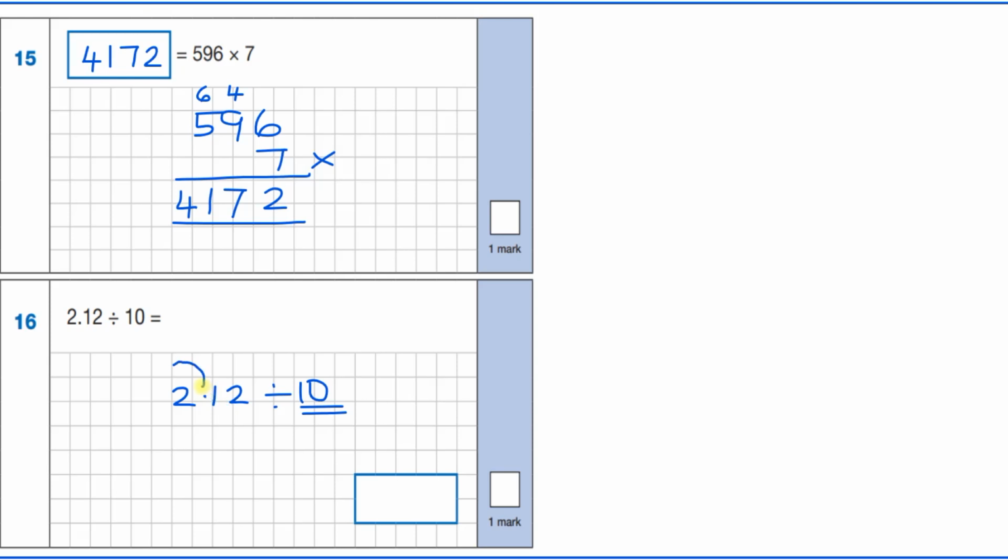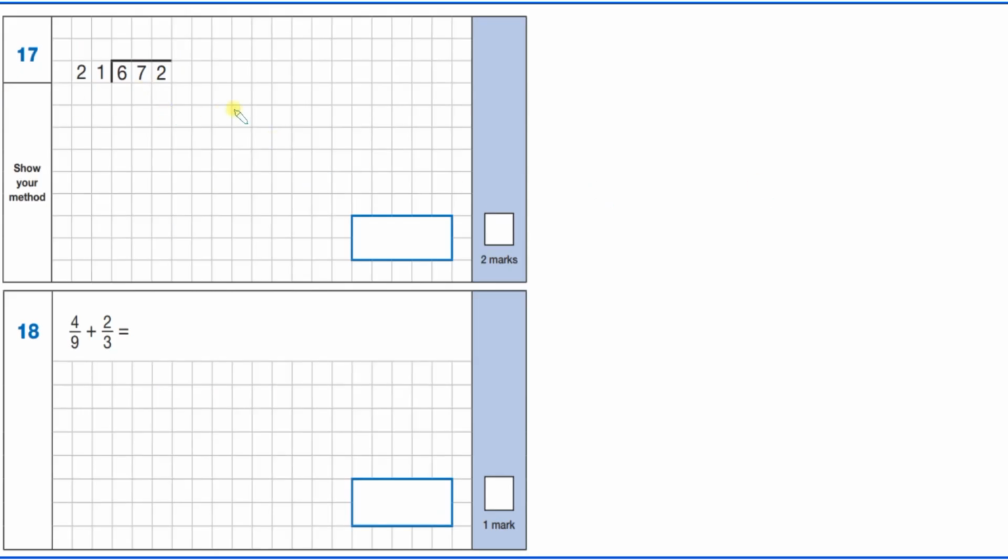Now, when you divide 2.12 by 10, 10 has 1 zero. The decimal moves forward 1 jump. So the answer is 0.212. That decimal point moved to the front, so you have to put the 0 in the front, 0.212.